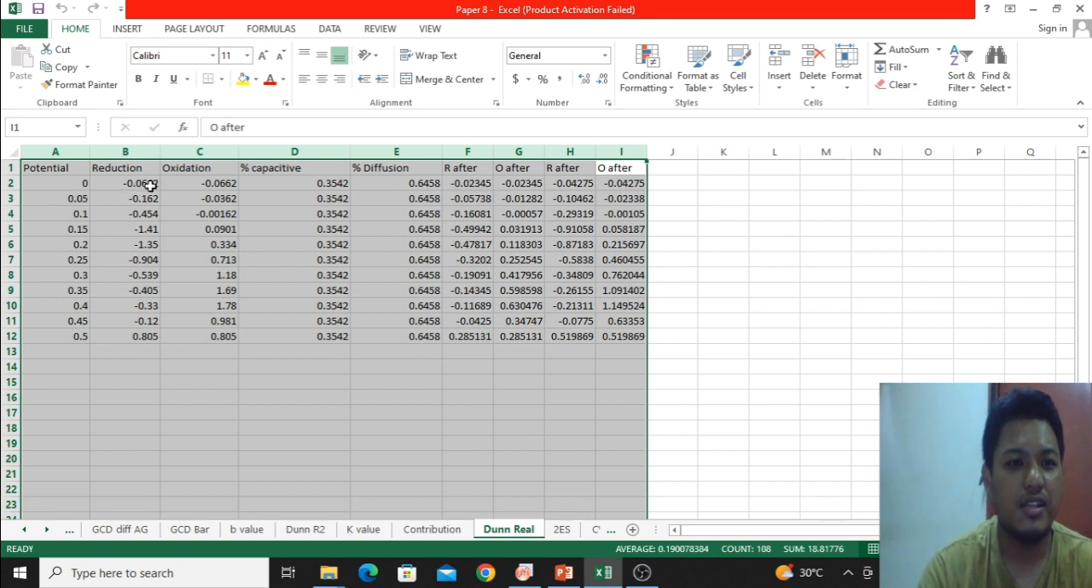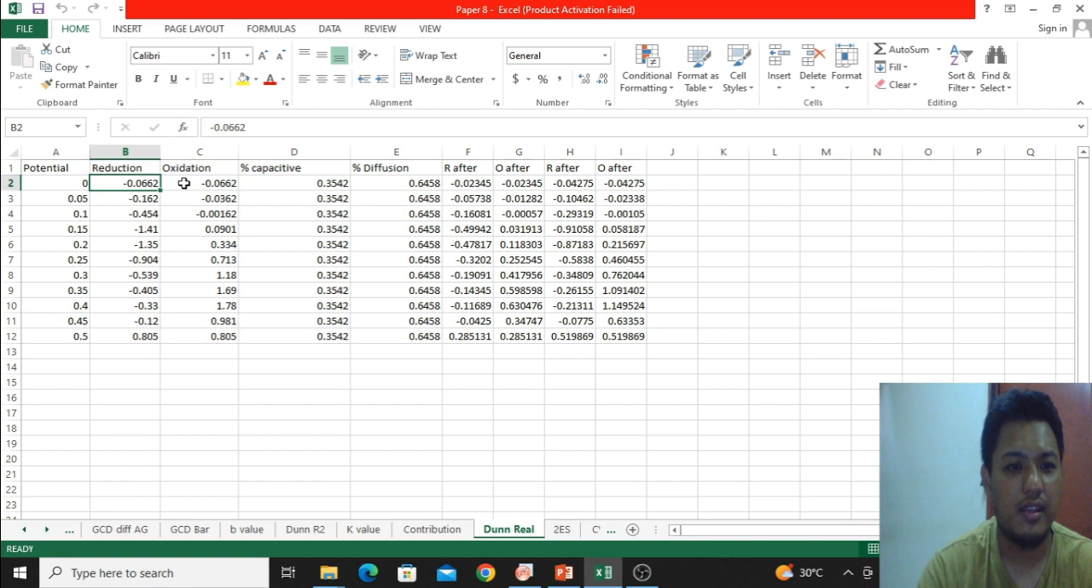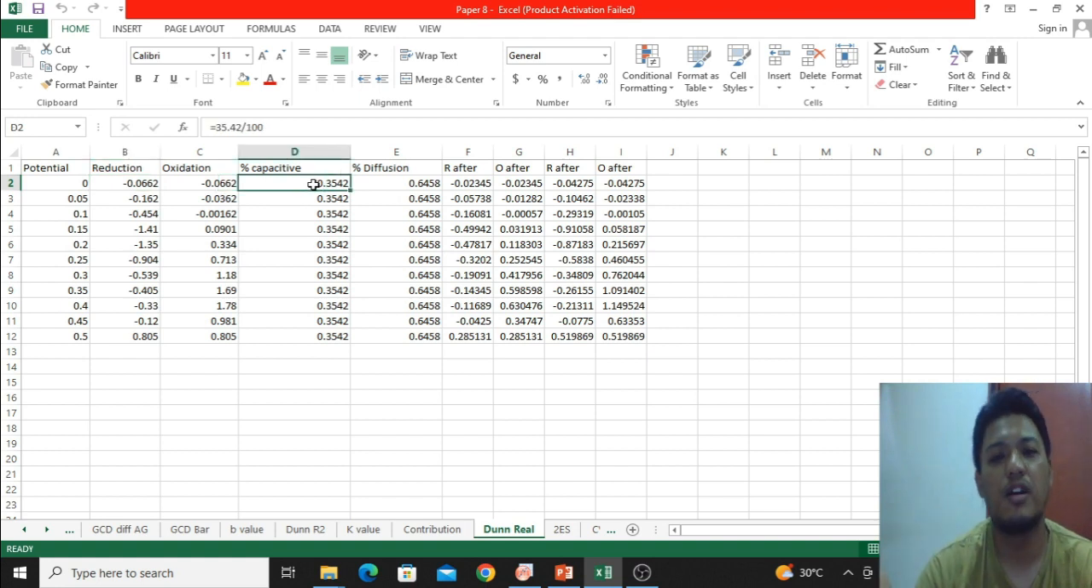So this reduction and oxidation is a normal graph before I convert it to the percentage contribution. Okay, this is what I read. This is a normal current response, for example, here at 1 millivolt per second. Okay, this is the normal current response. And here, the percentage capacitive is after you multiply your k value with the scan rate or scan rate to the power of half. So this is your capacitive contribution.